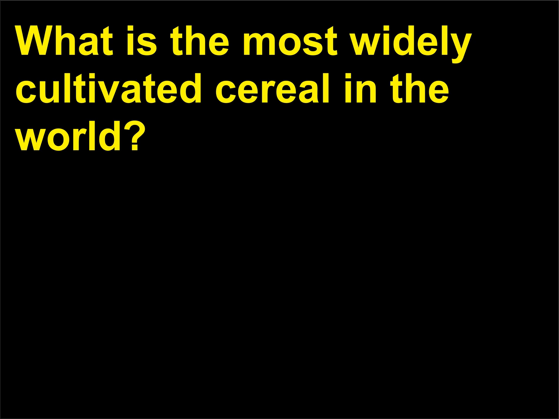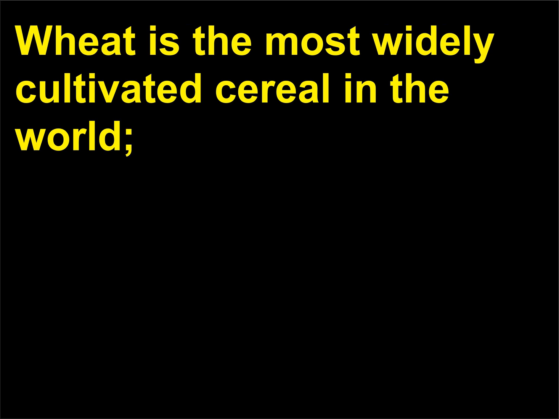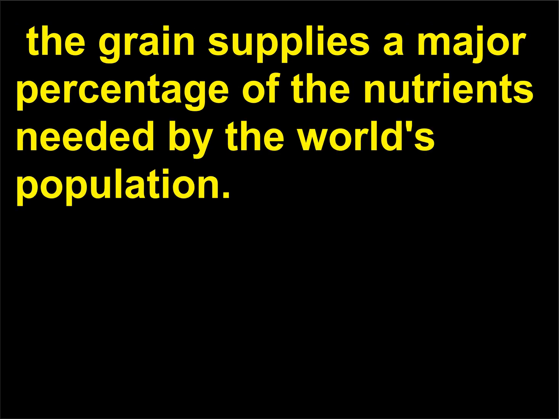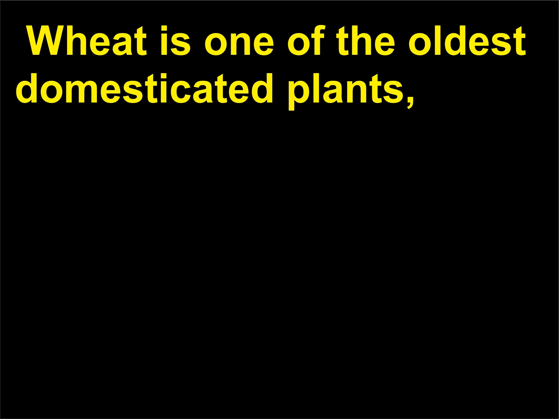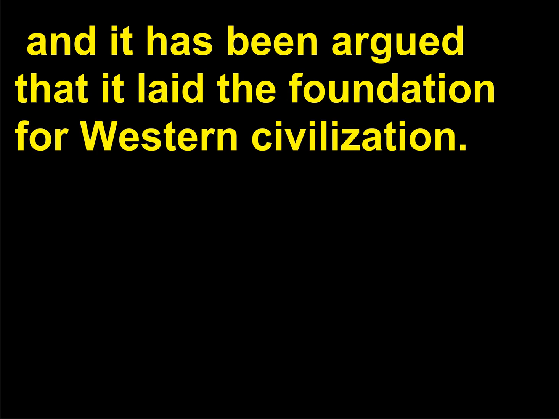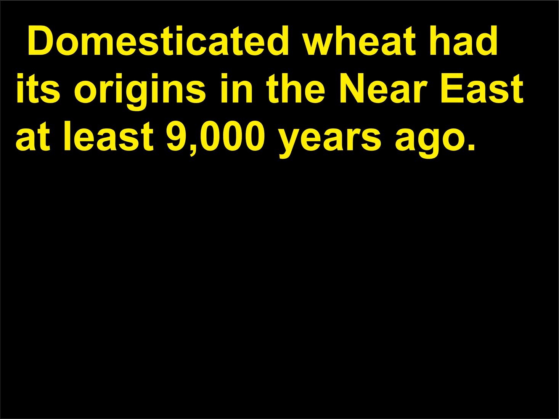What is the most widely cultivated cereal in the world? Wheat is the most widely cultivated cereal in the world. The grain supplies a major percentage of the nutrients needed by the world's population. Wheat is one of the oldest domesticated plants, and it has been argued that it laid the foundation for Western civilization. Domesticated wheat had its origins in the Near East at least 9,000 years ago.